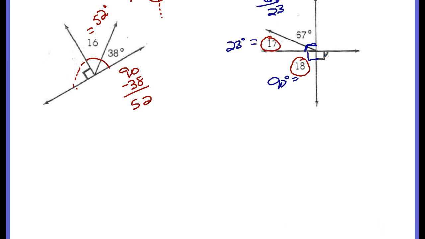Okay, this one wasn't too bad. Looking at angle 18, you can tell that it is a right angle because you have perpendicular lines, so it measures 90 degrees. Then looking at the 67-degree angle and the angle 17, you can tell that it also is a right angle. So it too measures 90 degrees. So these two angles are complementary. And I can subtract the 67 from the 90 and see that angle 17 is 23 degrees.